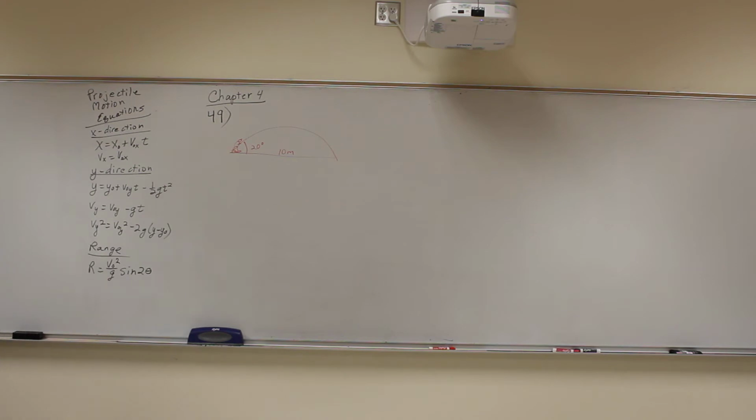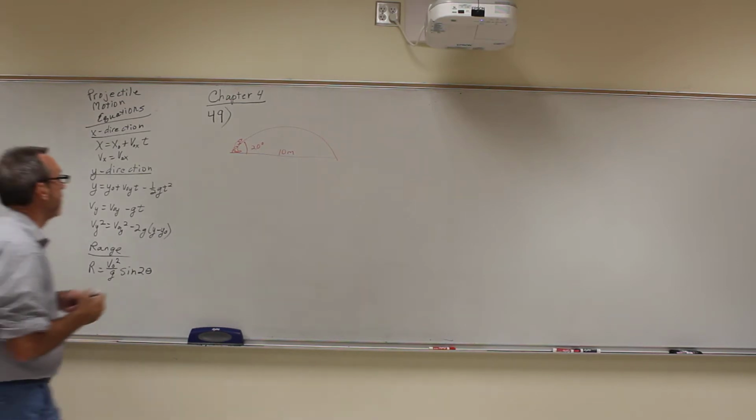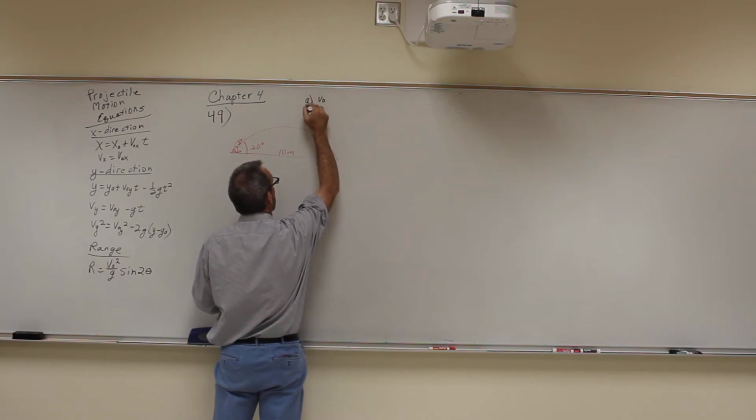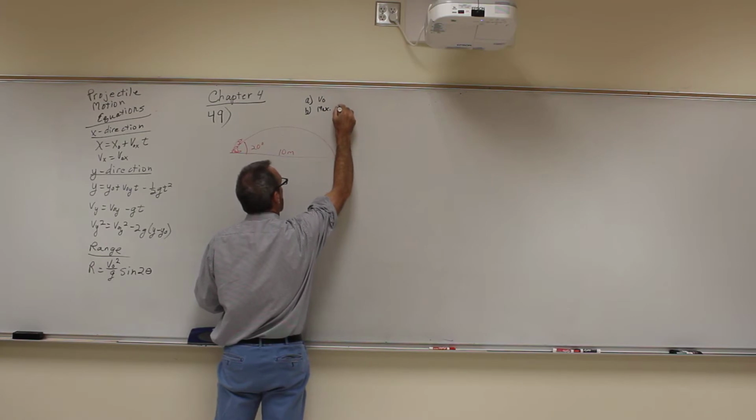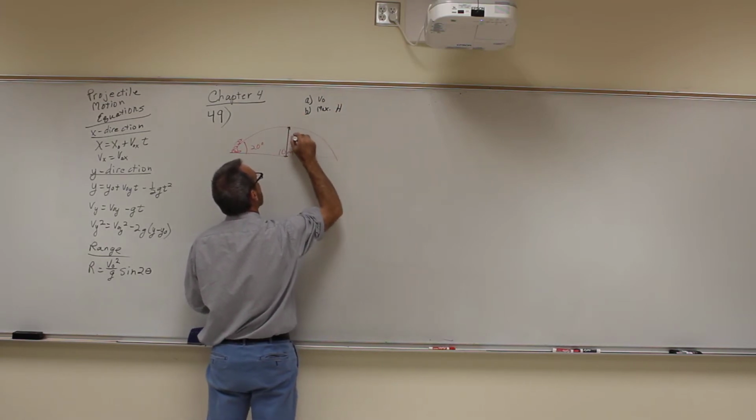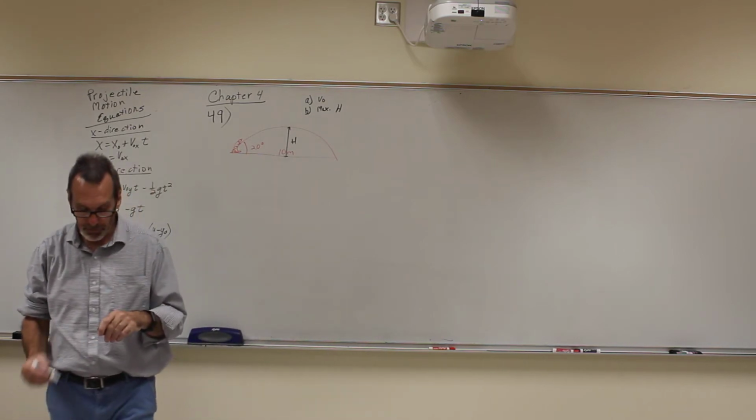What we want to determine is what is its takeoff speed and what is its maximum height above the ground. So we got two things to get. A, we have to figure out V naught, and B, we want the max height, or H. And the max height is going to occur somewhere here, right? It's going to occur in the middle of this parabola.